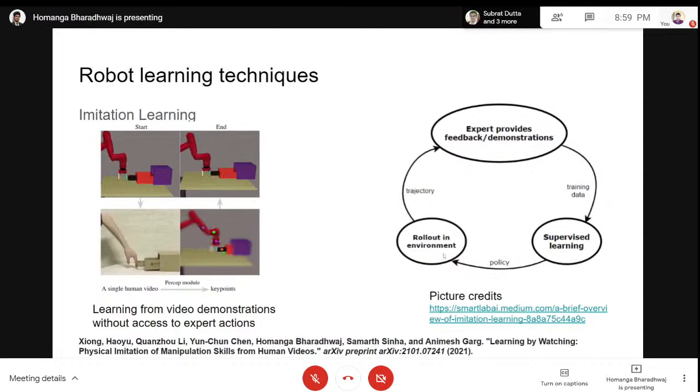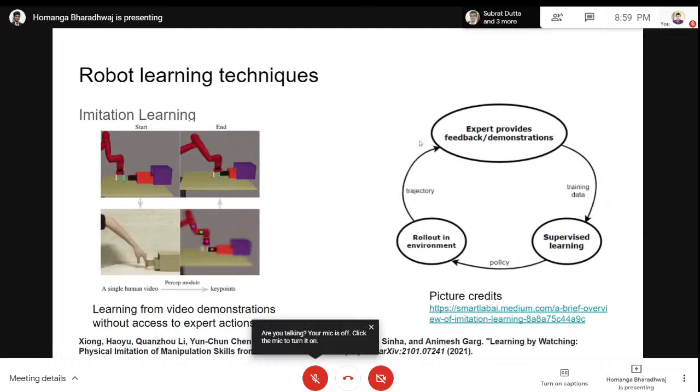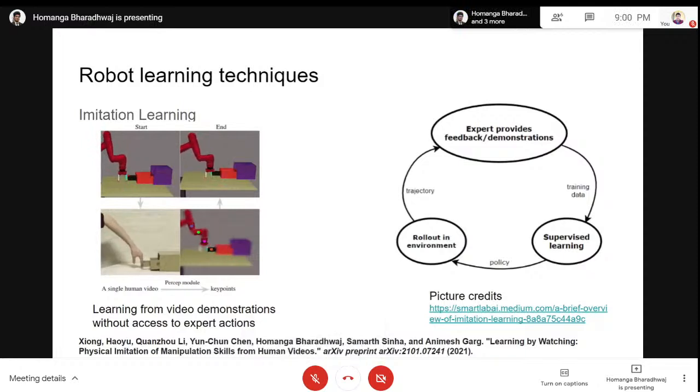And then you roll out the action in the environment and you get a trajectory. And then you can have some sort of feedback from the expert. So once you have a trajectory, the expert might say whether this is a good or bad trajectory. And you can use that as additional data for training or updating the policy.